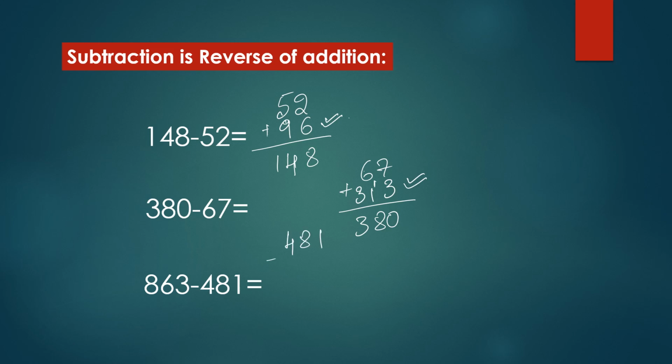Next, 863 minus 481. 481 plus how much is equal to 863? 1 plus 2 is 3. 8 plus 8 is 16. 1 carry. So 4 plus 1, already 5 is there. 5 plus how much is 8? 5 plus 3 is 8. So 382 is our answer.